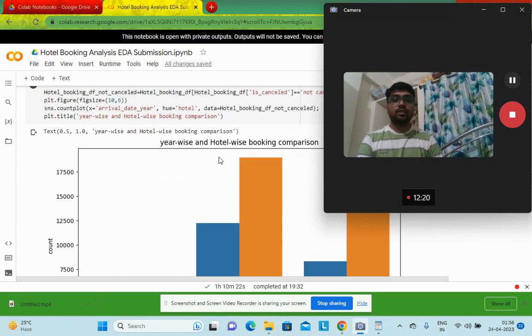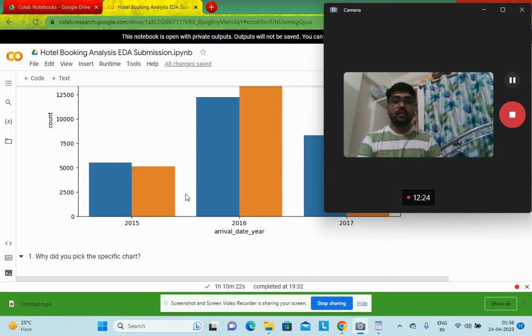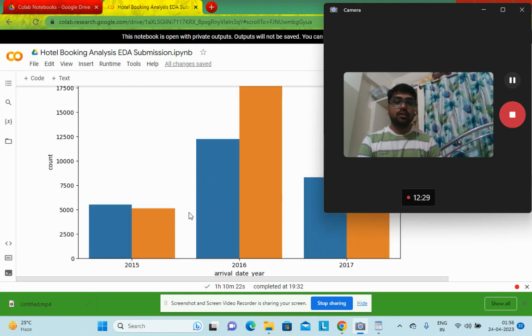I have also created year wise and hotel wise booking comparison. This is a chart for hotel wise and year wise booking comparison. So only in the year of 2015, the city hotels did a little bit better than the resort hotel. I'm sorry, the resort hotel did a little bit better than the city hotel.